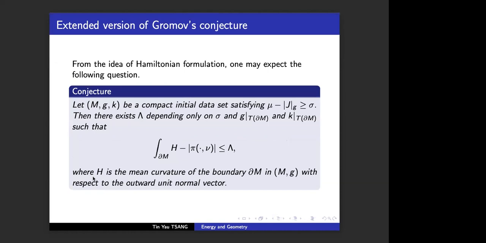I just want to say, because now we have the concept of Hamiltonian formulation, we now have the concept of this boundary dominating condition vector, the boundary energy vector, H and pi nu, one may expect the following filling conjecture. I mean, for me, I would expect this, I don't know about you. Let (M, g, k) be a compact initial data set satisfying a certain lower bound of the energy condition. Then there is a lambda, depending on the lower bound, g and k, such that the integral of the norm of this vector would be bounded.